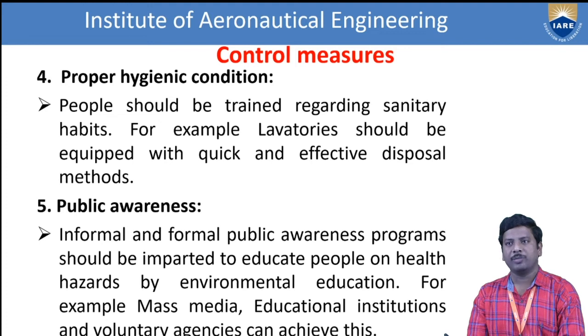People should be trained regarding sanitary habits. For example, laboratories should be equipped with quick and effective disposal methods. And the next one: public awareness. Informal and formal public awareness programs should be implemented to educate people on health hazards through environmental education. For example, mass media, educational institutions, and voluntary agencies can achieve this public awareness.